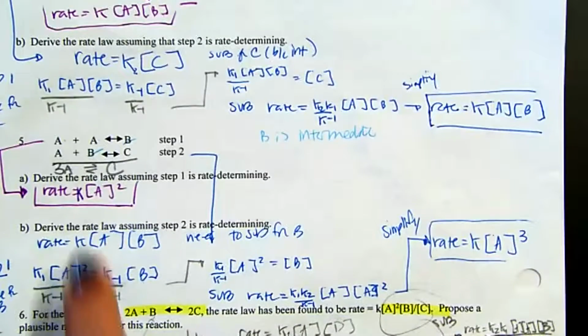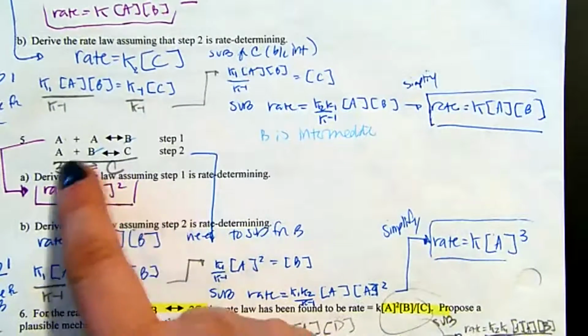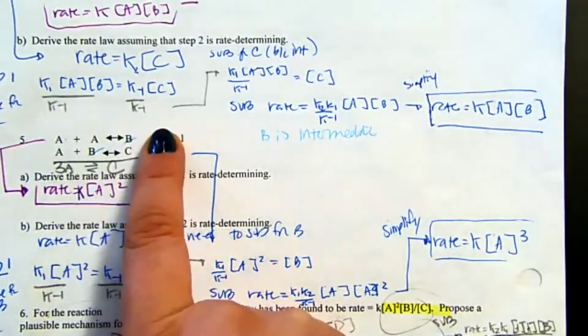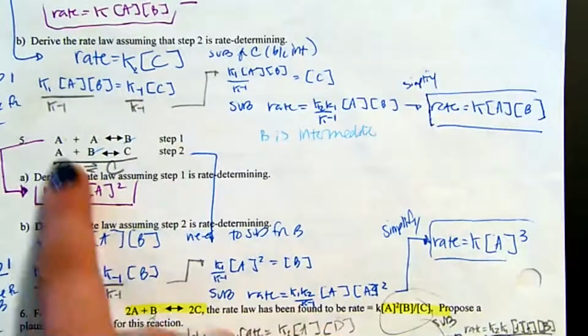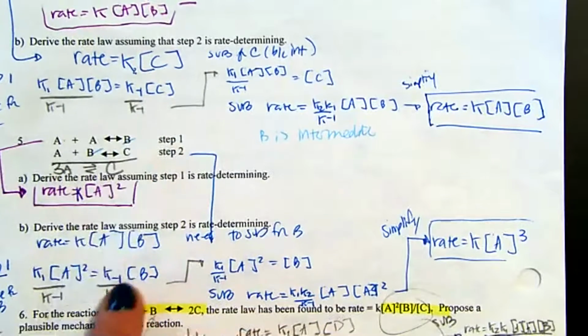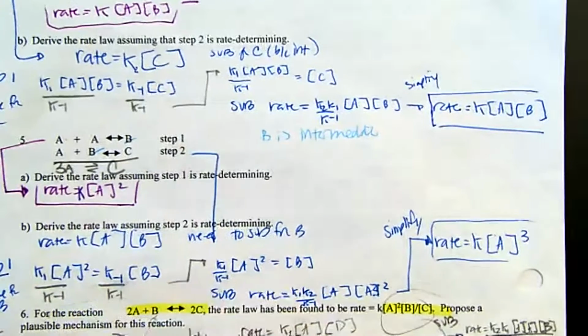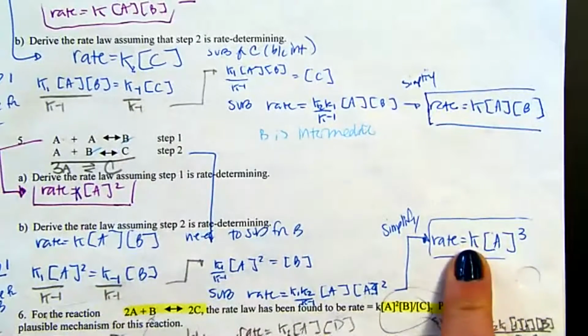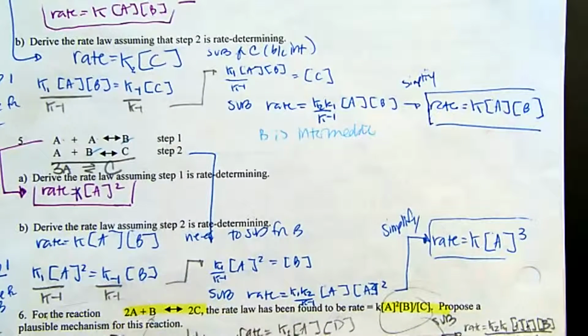And then for the next one, this would be K[A]^2. If it's this one, B is an intermediate here, so we have to substitute for B. So K[A]^2 equals K[B], divide by K, substitute in, you get rate equals K[A]^3. All right, any questions on those so far?